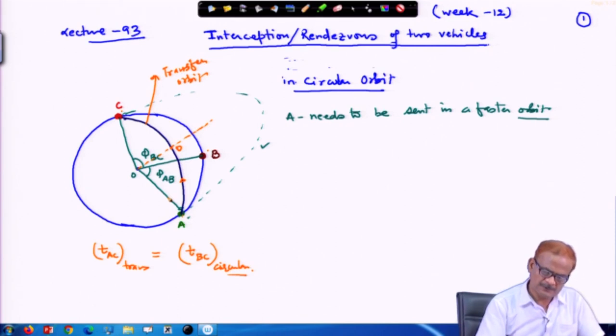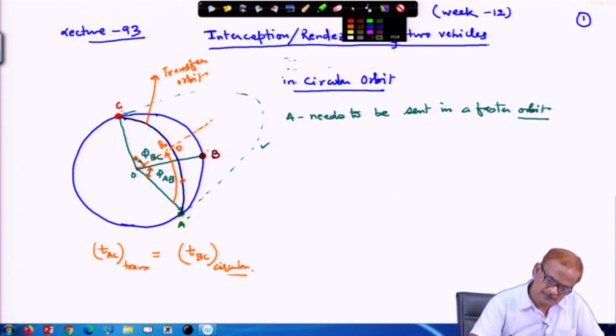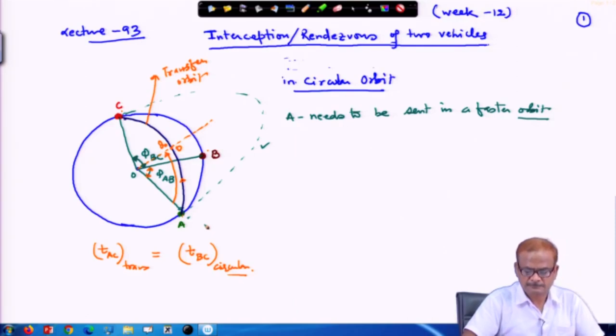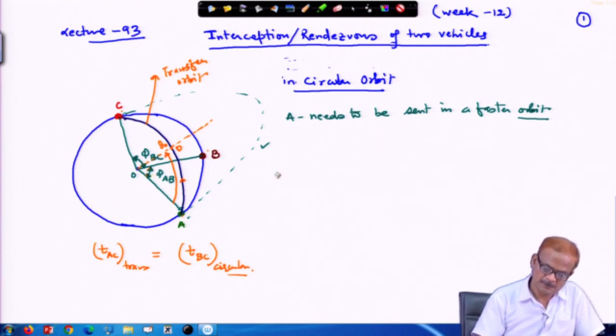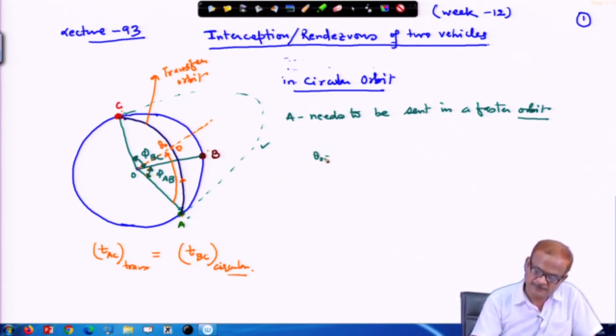Now, the location of this point, from here, we assume this angle to be theta 0. This is theta 0, and this whole angle from here to here is phi AB plus phi BC. So, we will have theta 0 equal to (phi AB plus phi BC) divided by 2.